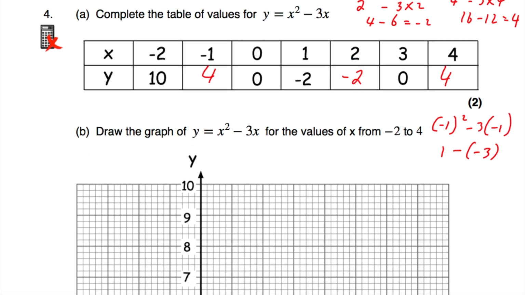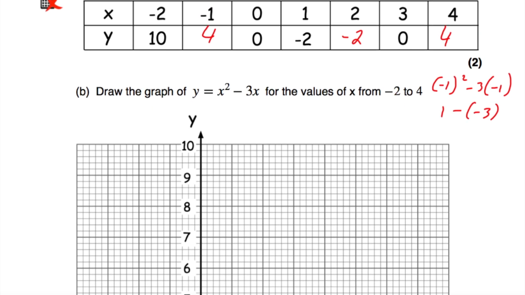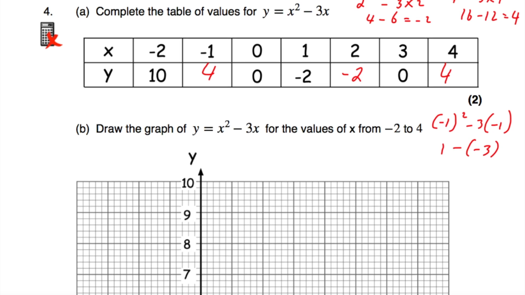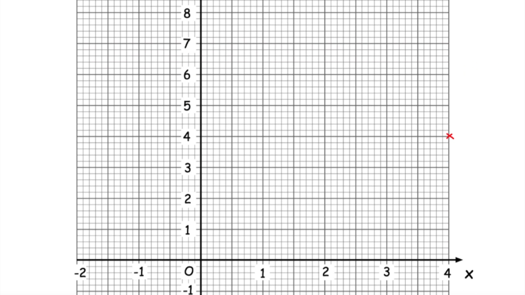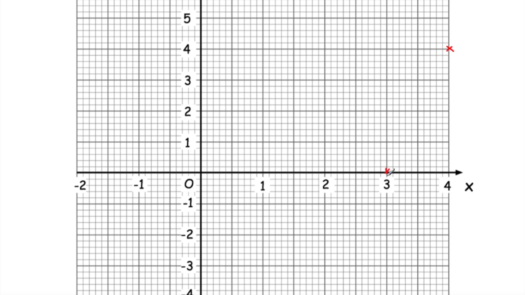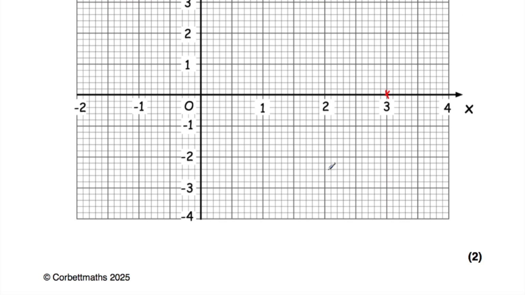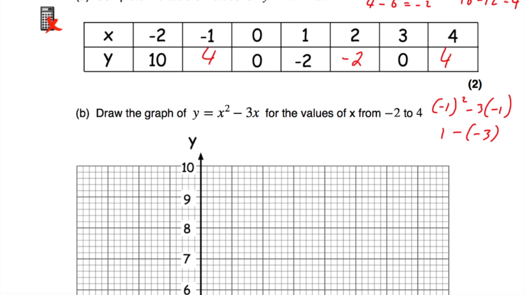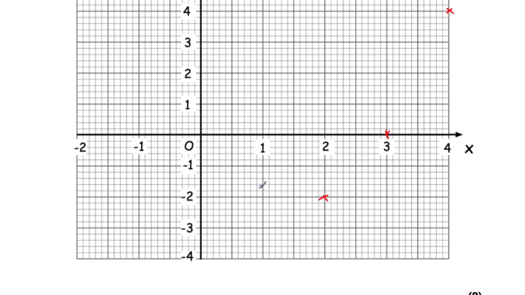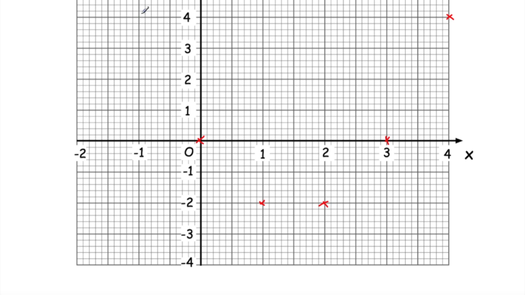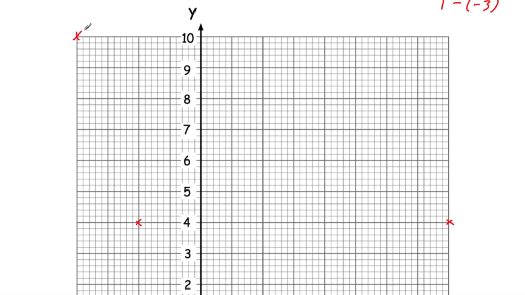Okay, so let's plot our points here. So if we go on down, we have got here 4, 4. So let's plot that. And then we've got 3, 0, so 3, 0 will be there. 2, negative 2 would be there. 1, negative 2 would be there. We had 0, 0, the origin is there. And then negative 2, 10 would be up there.